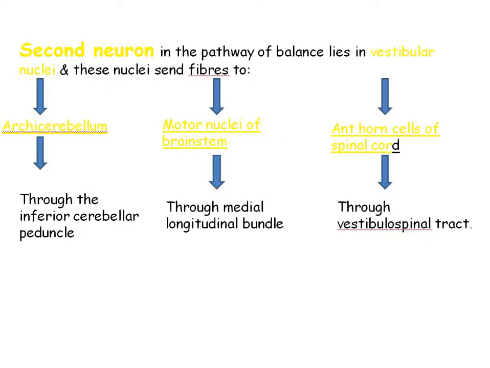The second neuron in the pathway of balance lies in the vestibular nuclei, and these nuclei send fibers to the archicerebellum through the inferior cerebellar peduncle, the motor nuclei of the brainstem through the medial longitudinal bundle, and the anterior horn of the spinal cord through the vestibulospinal tract.